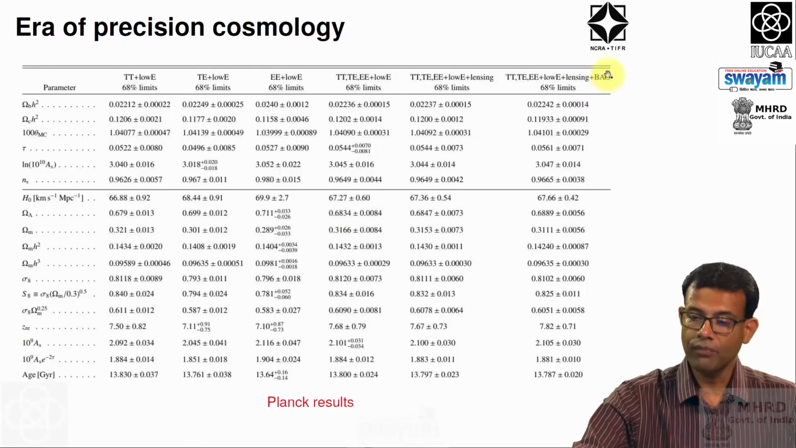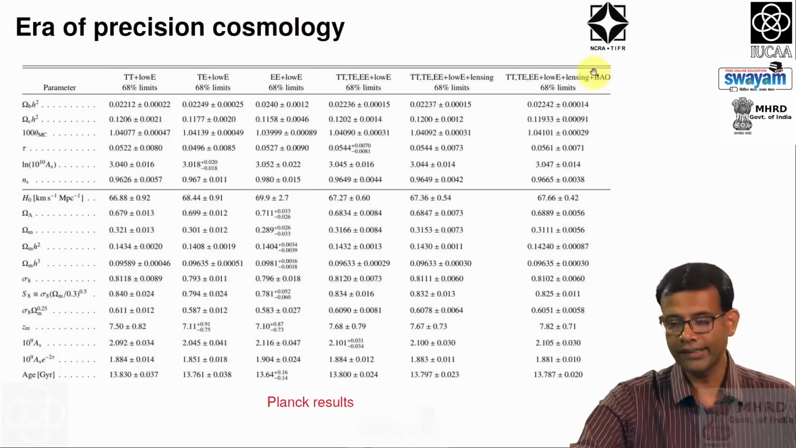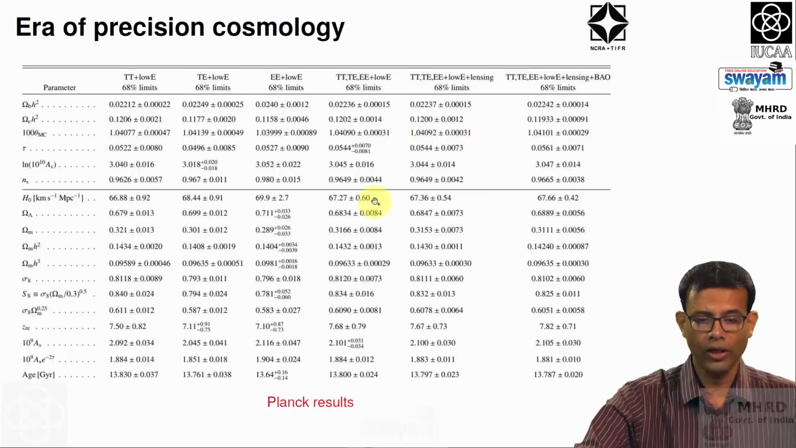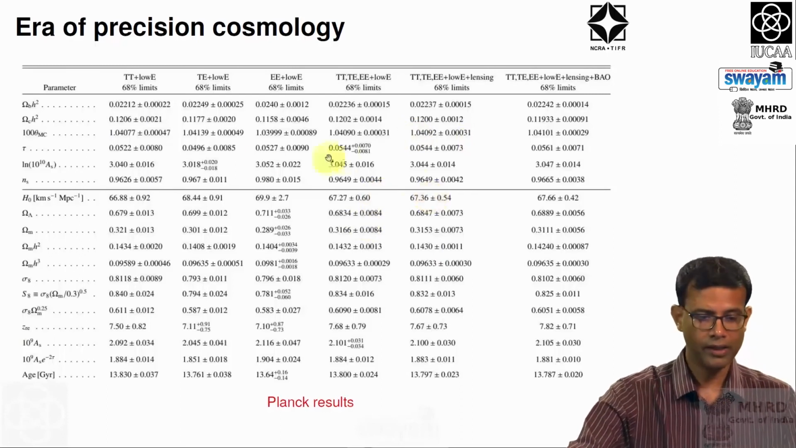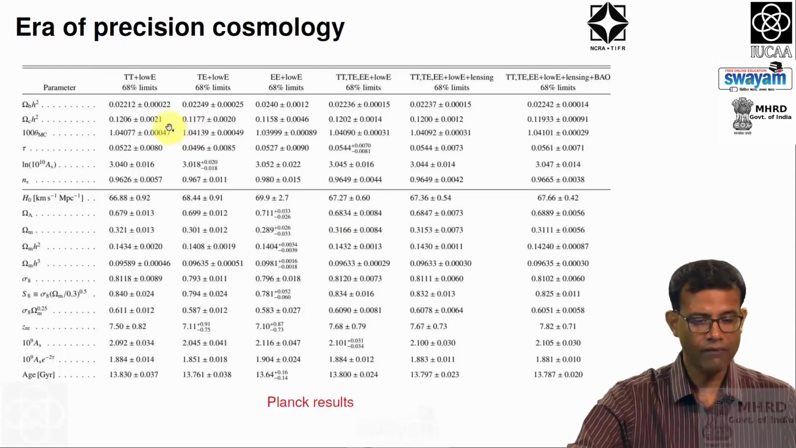Here they have added something more, which has to do with the baryon acoustic oscillations. This is something I will come to in the next lecture. So, this is basically how much data you are going to use to constrain the parameters, and now you can start seeing the constraints. So, let me try to highlight a few things.